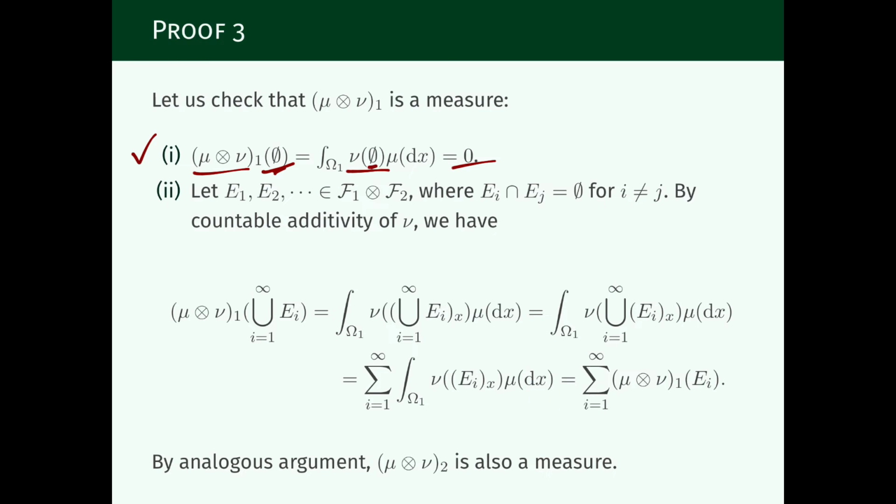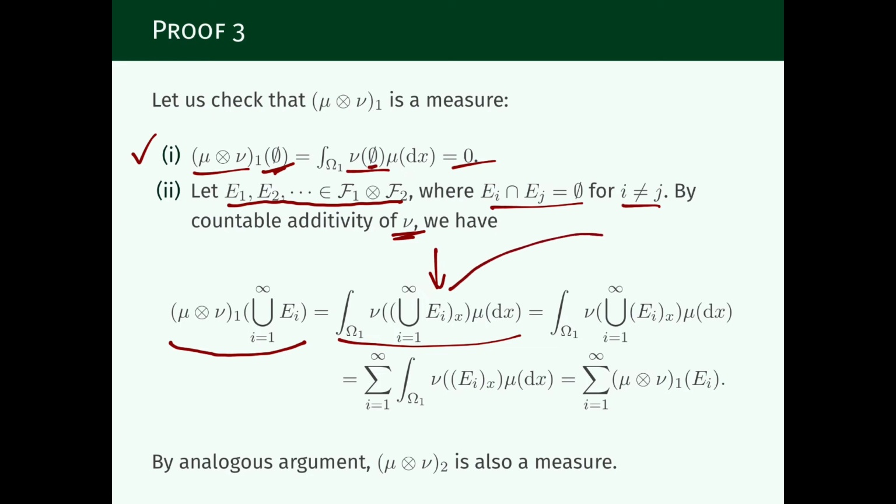Second property of a measure is being sigma additive. So we take disjoint sets E_i and we want to apply countable additivity of the second measure. How do we do that? Well, we want to compute this function, which by definition is given by this integral. And we know what the section is. This is the section of a union. We have already shown this in the first video lecture, that this is the union of the sections and that they are disjoint, because the section of the intersection is also equal to the intersection of the sections.